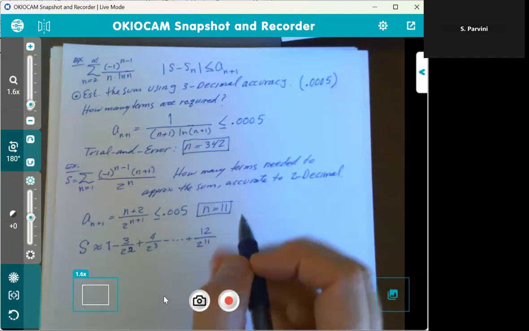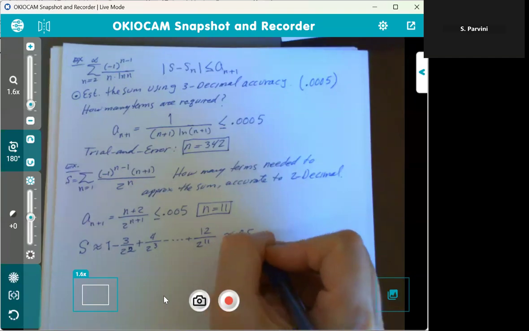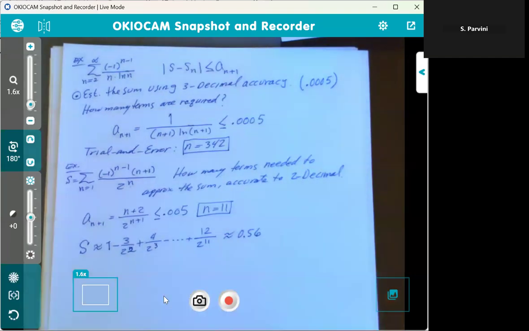So if I add all these terms, and I did, I got this to be approximately 0.56. And there you go. So that's going to be the sum. And the sum is accurate to 2 decimals, which means the error between the actual sum and this sum is less than 0.005. Notice, by the way, it doesn't take for this series too many terms to achieve that accuracy, and that's fairly decent accuracy, right?